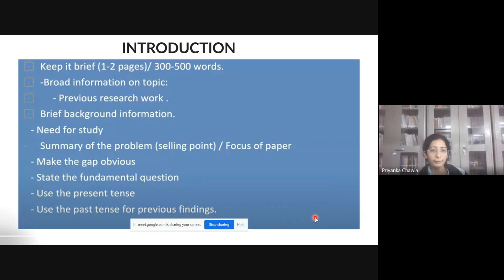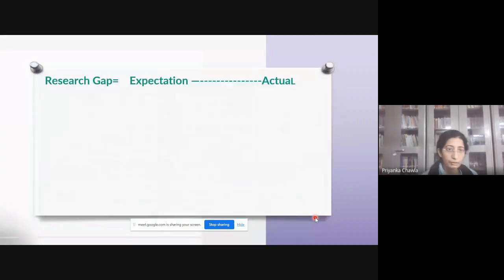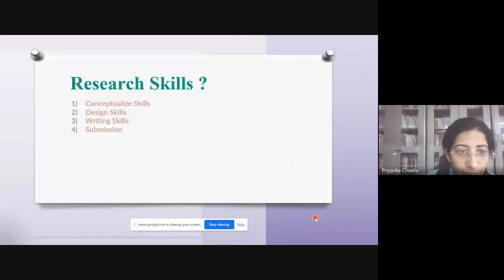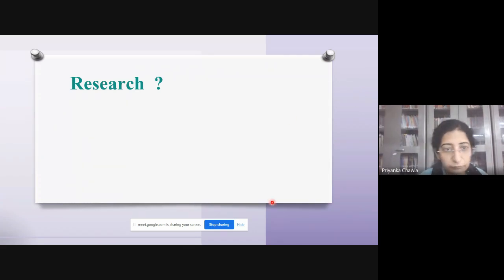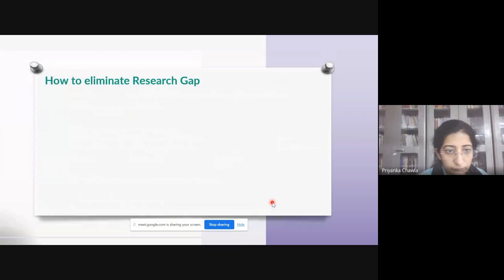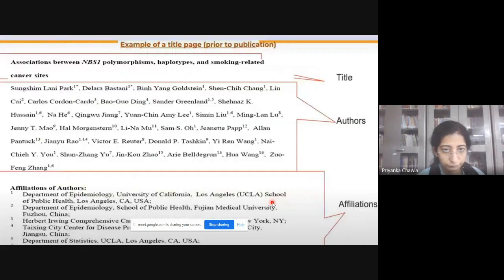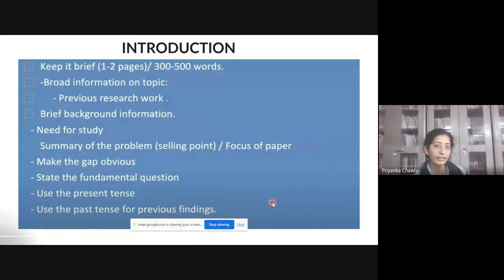Coming to the introduction part. See, I have covered up till now the conceptualization. Designing and writing, I will be covering simultaneously, and at the end I will be telling you submission skills. So we are in the process of designing and writing skills, right? The abstract part is over. Then come to the introduction part.